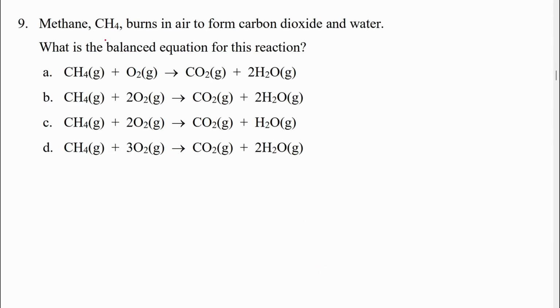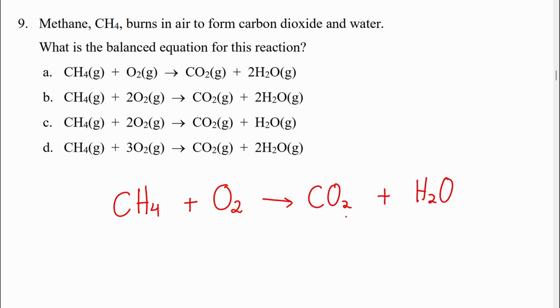Question 9. Methane CH4 burns in air to form carbon dioxide and water. What is the balanced equation for this reaction? Okay, so methane CH4 and we burn it. Remember, if we want to burn something, oxygen must exist, right? So we have to put O2 in here and it will give you CO2 plus H2O, water. Okay, now let's see the number of carbon here. How many C? 1 C. And here it's also 1 C.